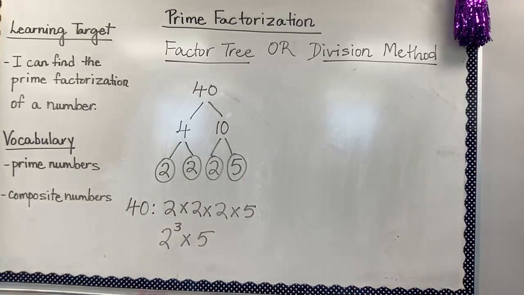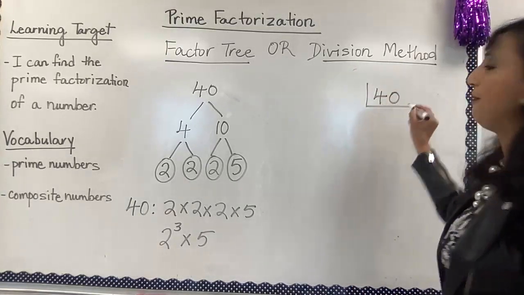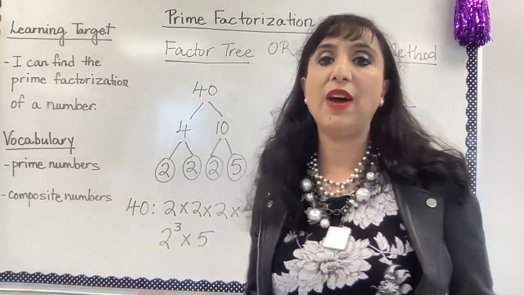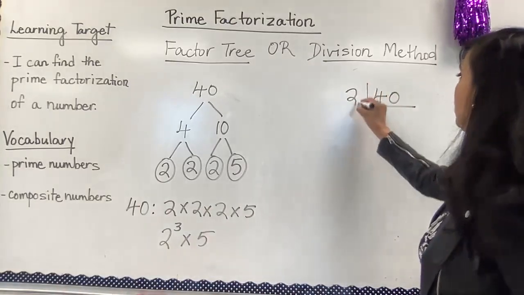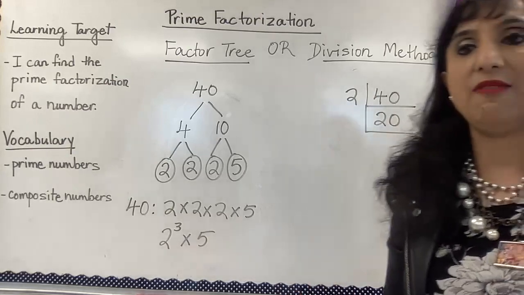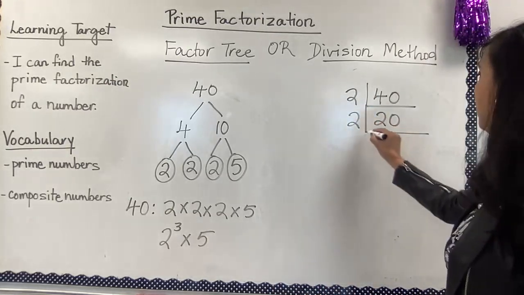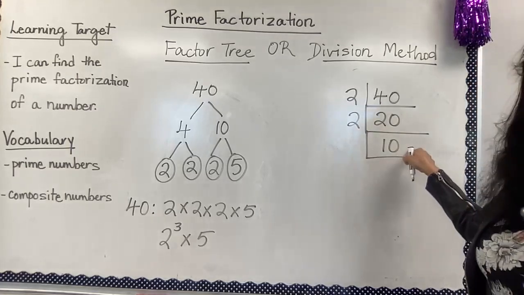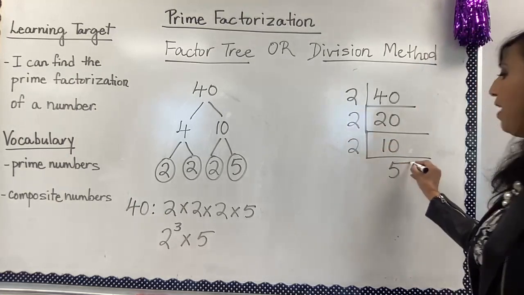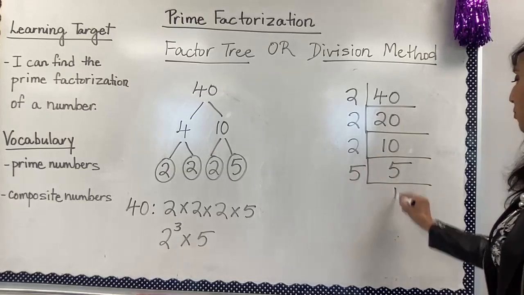For the division method, I'm again going to start dividing 40. I know that 40 is an even number, so I am going to divide by 2. So if I divide by 2, I get 20. I know 20 is also an even number, so it's again divisible by 2, and I'm going to get 10. Then I look at 10, that's still an even number, so it is divisible by 2. I'm going to get 5. And then 5 is divisible only by itself, so I'm going to get 1.